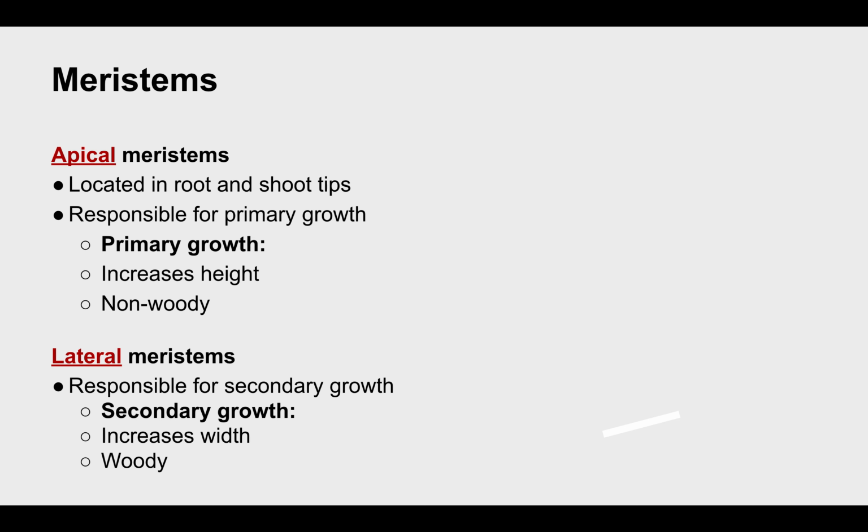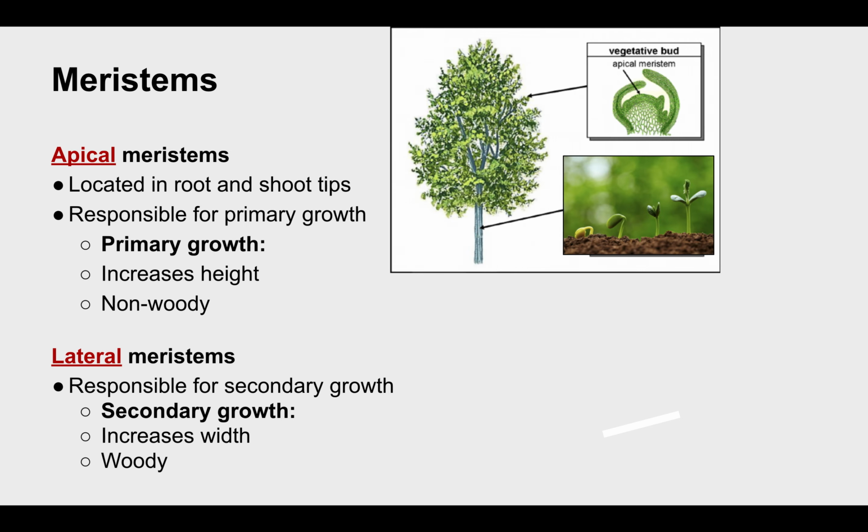Now, there's two different regions where we can find meristems. Broadly, we can say that we can find apical meristems and lateral meristems. Apical meristems are going to be located on the tips of the plants, the tips that are actively growing. So they're going to be responsible for something called primary growth.